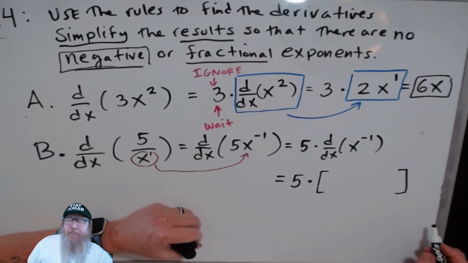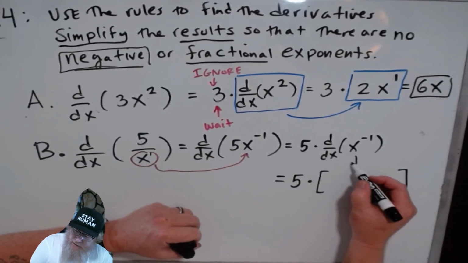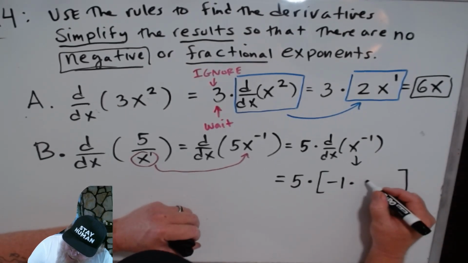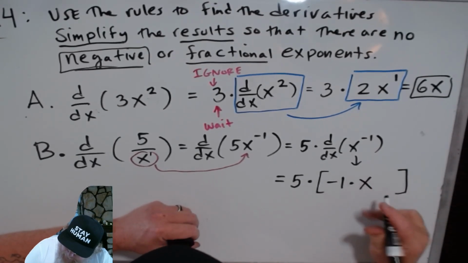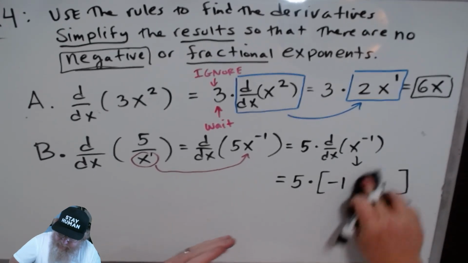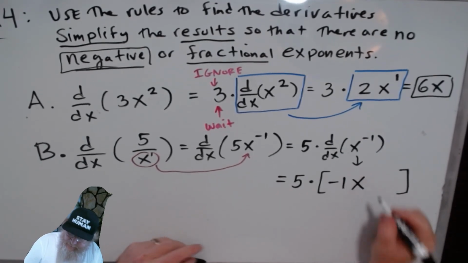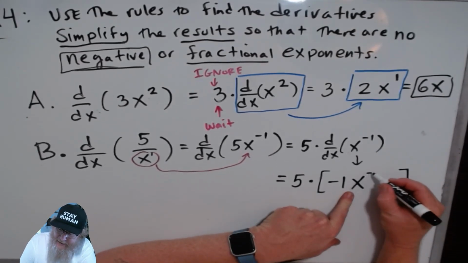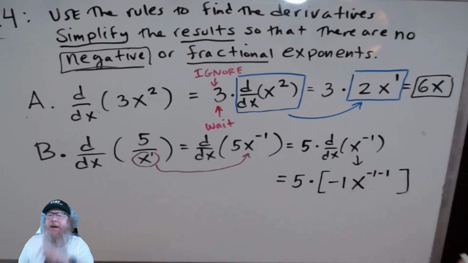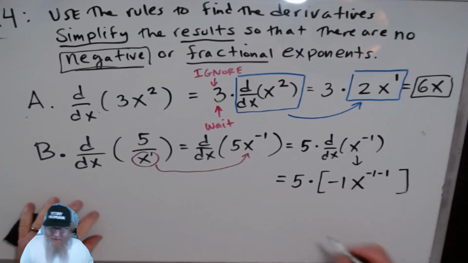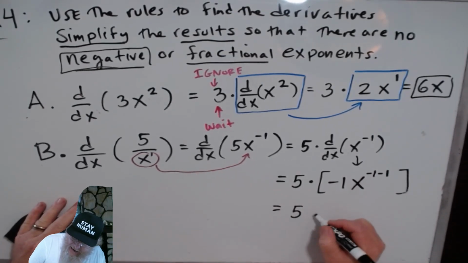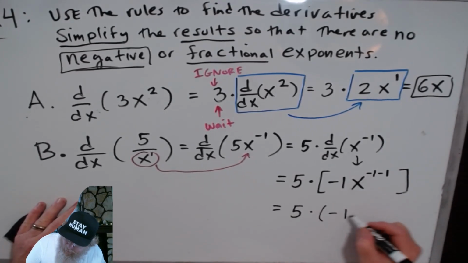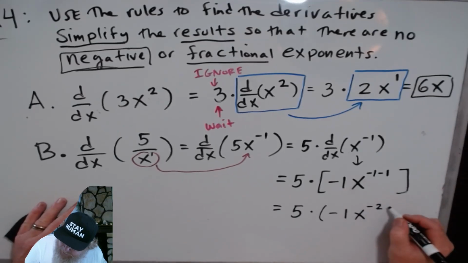The board ran out of room. So the derivative of x to the negative 1 is negative 1 times x to the, I don't really need the dot. I'm going to get rid of that dot in a minute too. So negative 1 x to the negative 1 minus 1, which is 5 times negative 1 x to the negative 2.